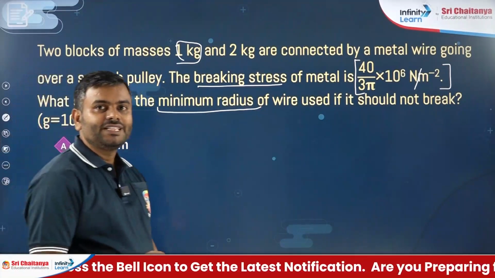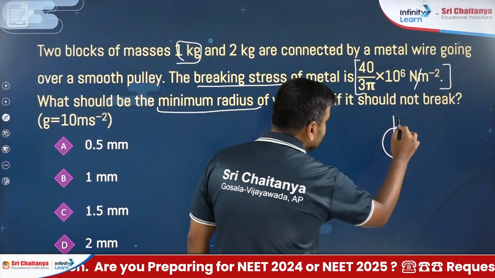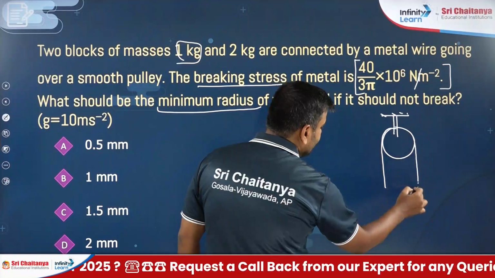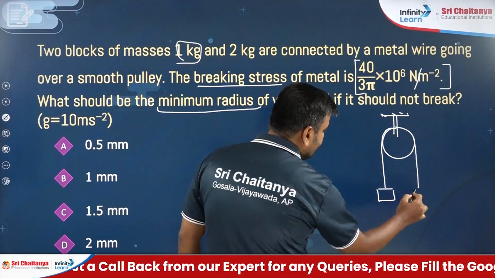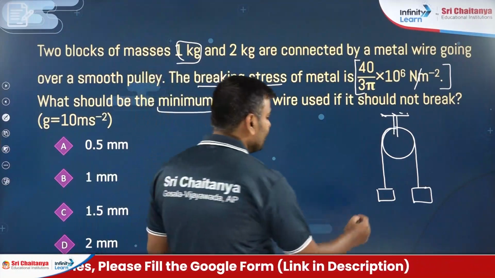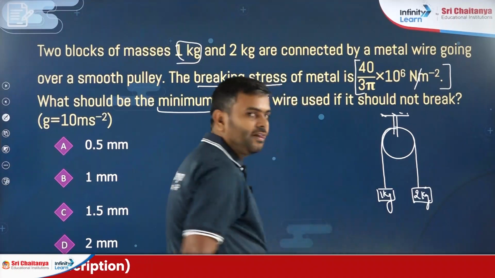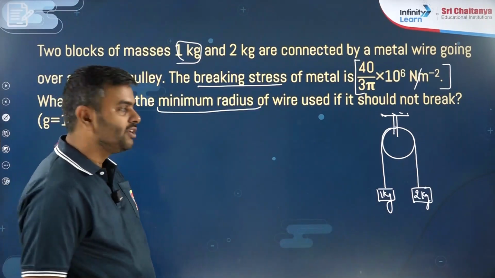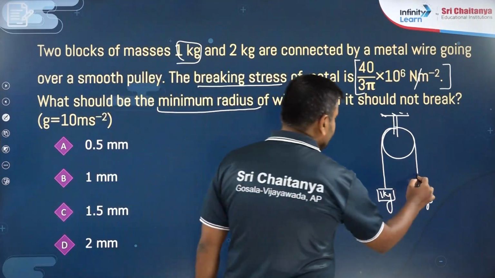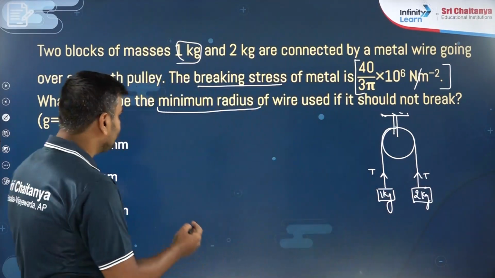So what is given in this particular question? You can see that they have given a pulley, and through that pulley there is a string, and we have connected two blocks. One block has a mass of 1 kg, the second has a mass of 2 kg. Now in this situation, first we have to calculate the tension in the wire. We have a direct relation to calculate that.